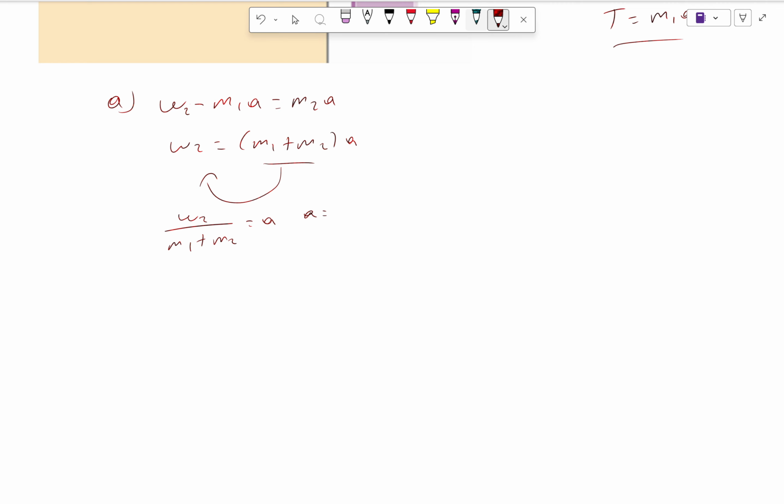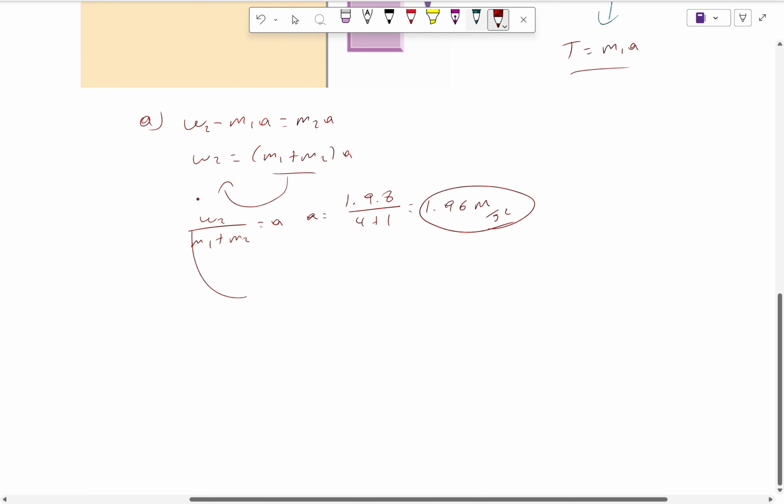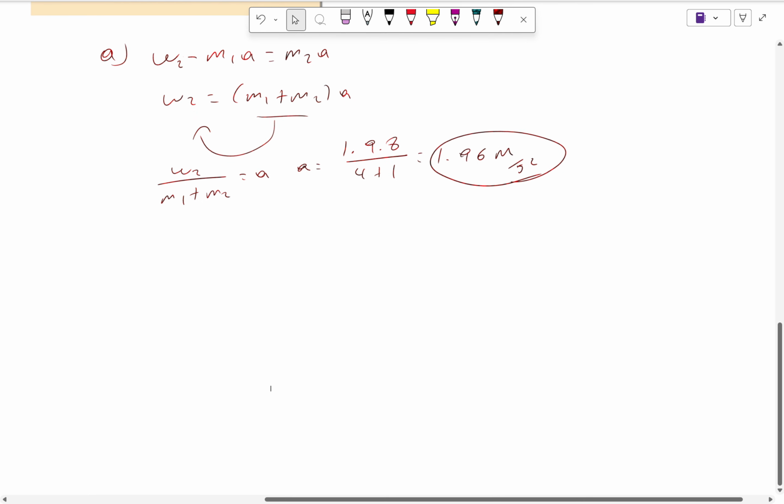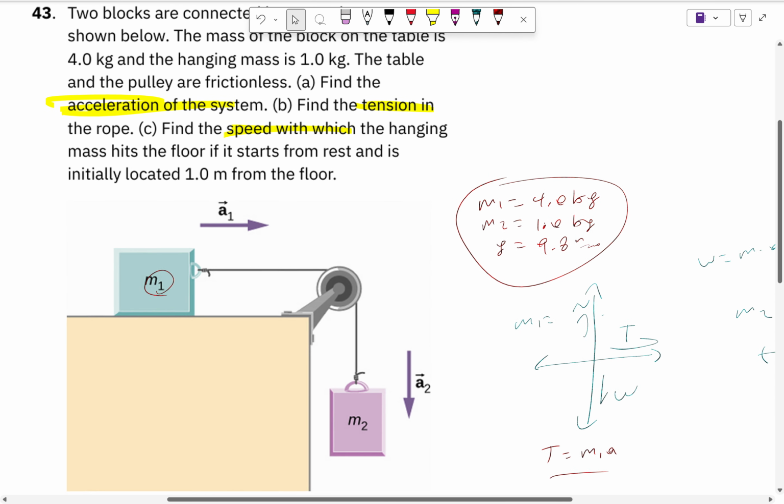A equals W, the weight is 1 for the mass, and then 9.8 for gravity, over 4 plus 1, which gets me 1.96 meters per second squared. Remember to put the units, okay? Here it does not matter, but here definitely, 100%. Okay, so that's the answer for acceleration, or for A.